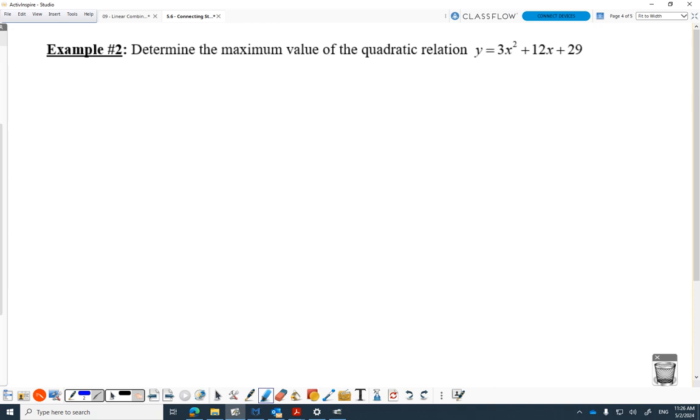Factor? AC is 87, multiplies to 87. 87's prime. The only two things that multiply to 87 are 1 and 87. So, no factor. Yeah, you're sad. No factor. Throw up your pen in disgust. Stalk out of the class. I'm done. It doesn't factor. I'm out.